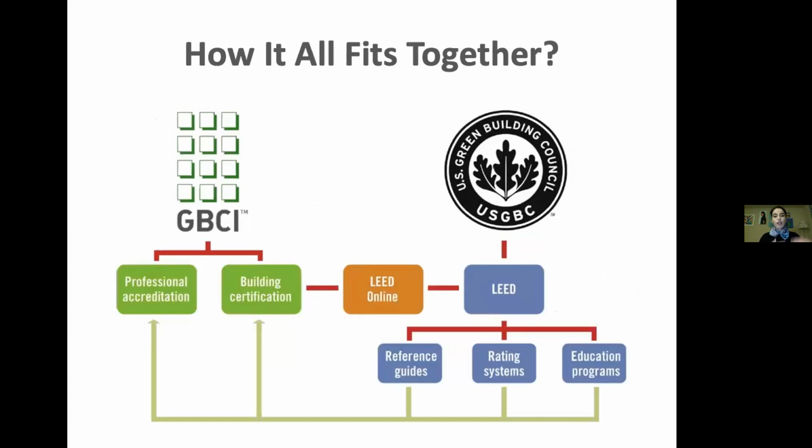How does it work? There is a US Green Building Council that has a rating system called LEED, and there is a Green Building Institute that gives the accreditation to professionals like myself. We study, we take the exam, we become accredited professionals. So they give us the accreditation, and they also give the certification for buildings. This way we don't have a conflict of interest. The entity that owns the rating system is not the same entity that provides certification.